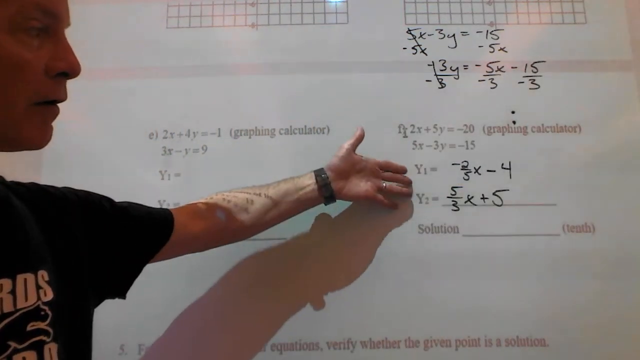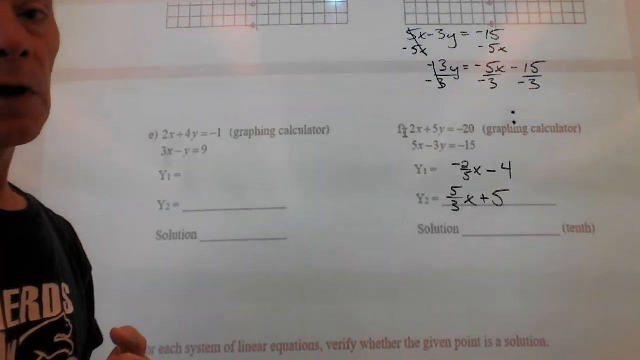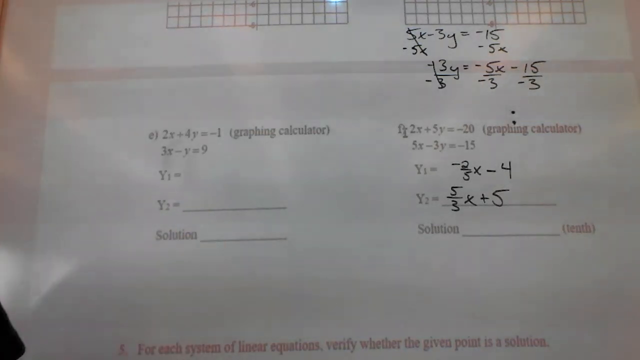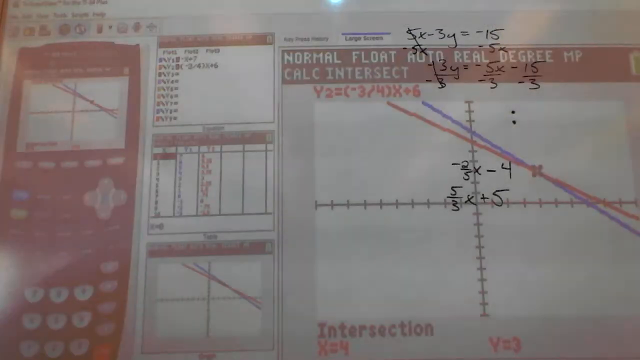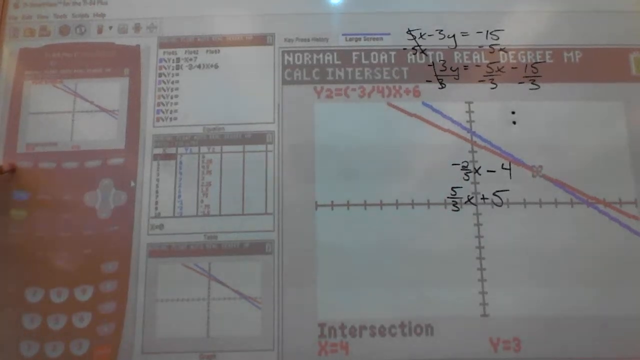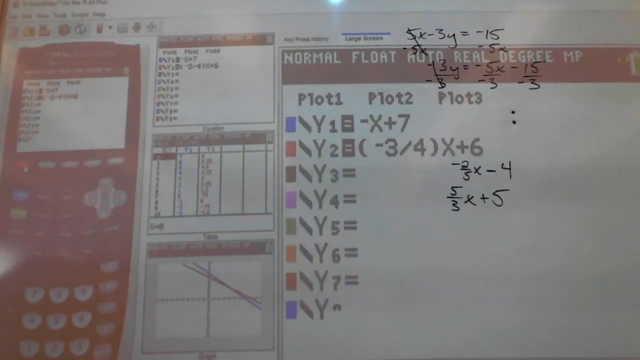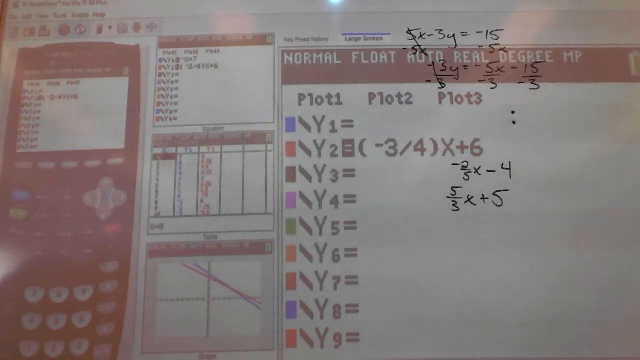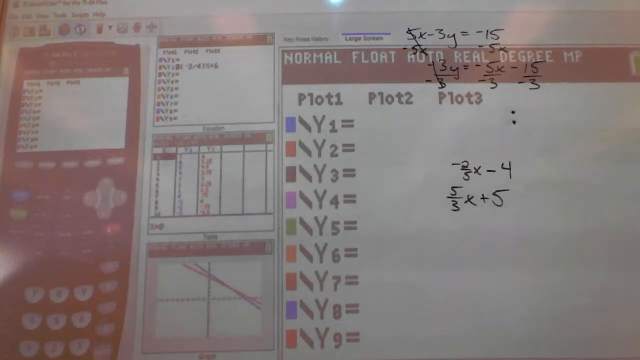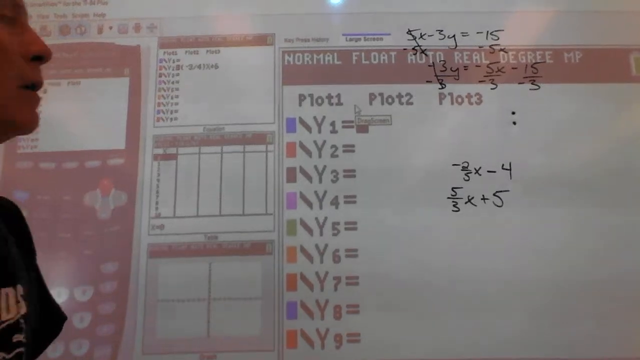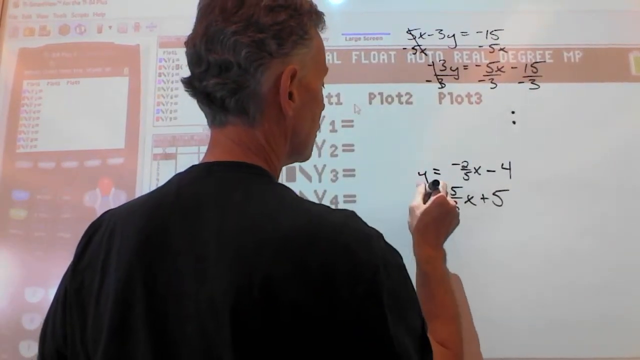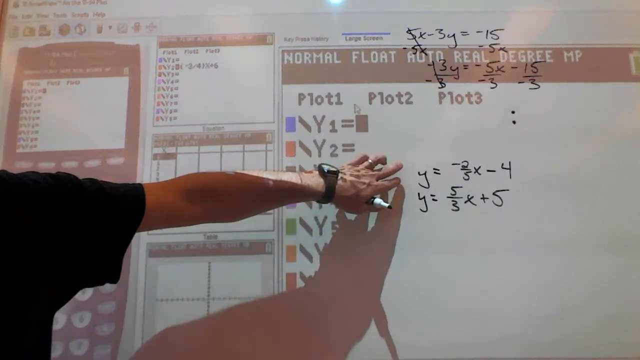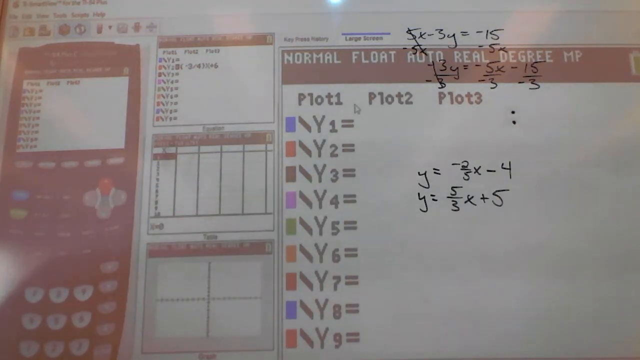Once your equations are in y equals mx plus b form, you can then go to your graphing calculator and enter them. So we'll do that. Here's our graphing calculator. Again, remember, the first thing you do is press the y equals button. You have old equations to get rid of, so you clear, cursor down, and press clear, and enter your equations. Okay? Your first one is y equals negative 2/5 x minus 4.